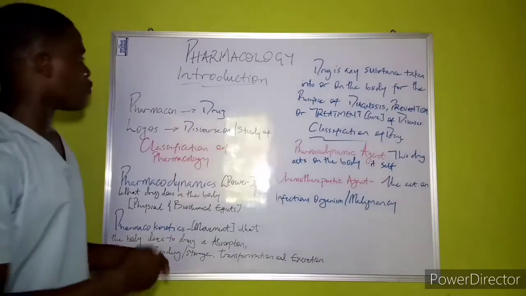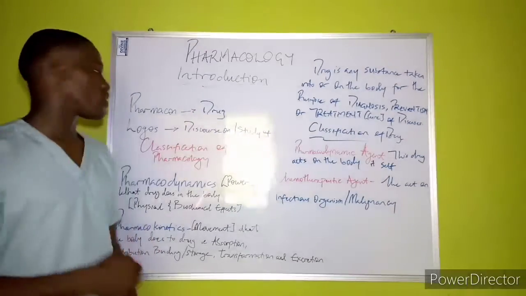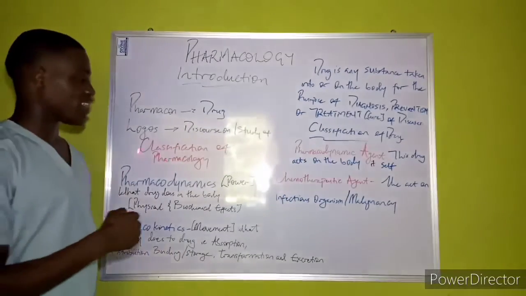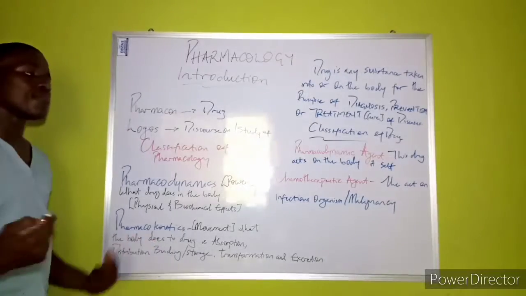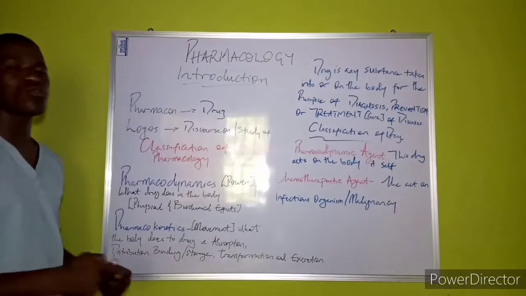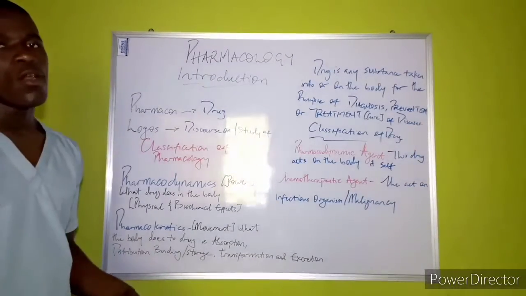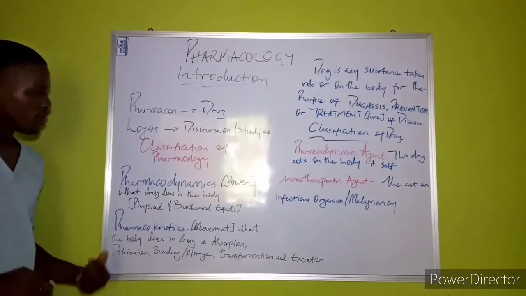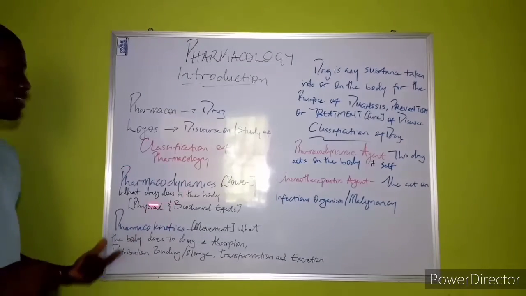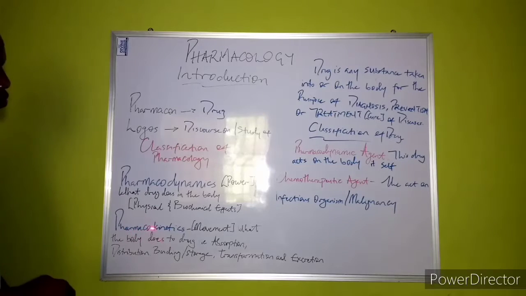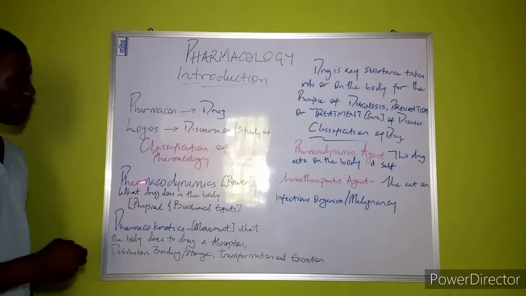Now let's come back to pharmacology, which we're talking about. Classification of pharmacology: pharmacology can be classified into two basic or major groups. The first one is pharmacodynamics, and the second is pharmacokinetics.